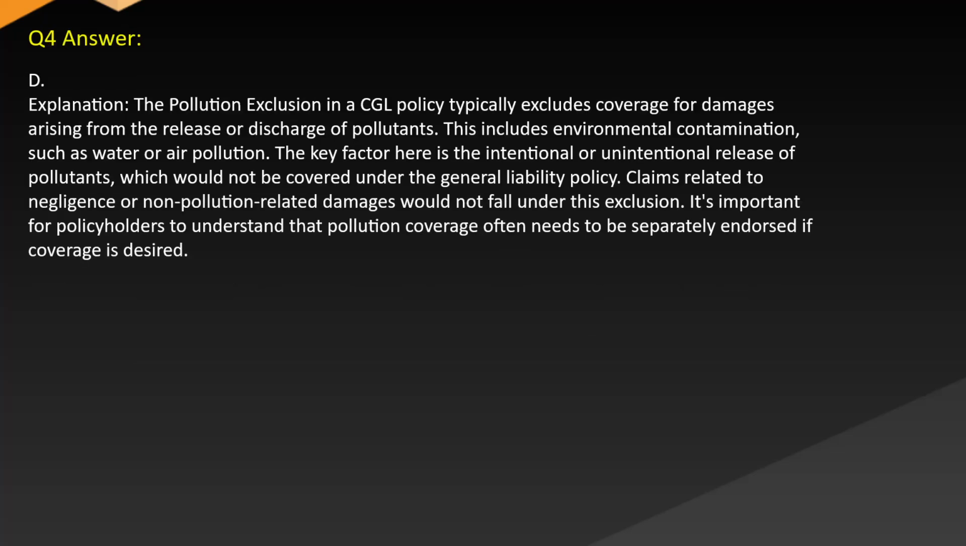Answer. D. Explanation. The pollution exclusion in a CGL policy typically excludes coverage for damages arising from the release or discharge of pollutants. This includes environmental contamination such as water or air pollution. The key factor here is the intentional or unintentional release of pollutants, which would not be covered under the general liability policy. Claims related to negligence or non-pollution related damages would not fall under this exclusion. It's important for policyholders to understand that pollution coverage often needs to be separately endorsed if coverage is desired.